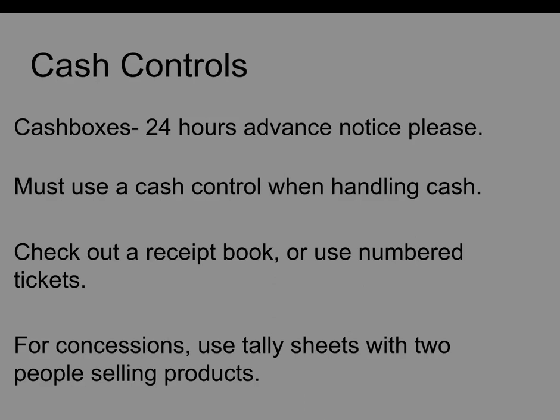Anytime you handle cash, you must use some form of cash control. That could be numbered tickets, that could be a receipt book, and if you don't have numbered tickets or a receipt book, guess what? We do, and we'll give them to you. We want your fundraiser to be successful. We want things to be safe. We want things to be accountable. You must use a cash control. If you're selling concessions, like if you're selling Snickers bars and soda, use a tally sheet with at least two people. Just have them make a tally mark every time they sell a Snickers bar, every time they sell a soda. Make a little mark so that the money you turn in is counterbalanced with a record of sales. Okay?